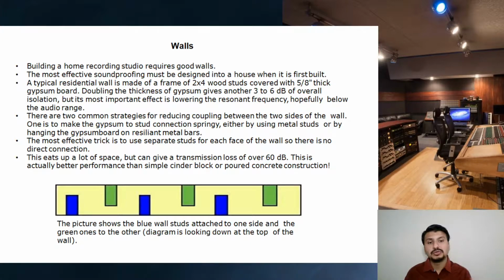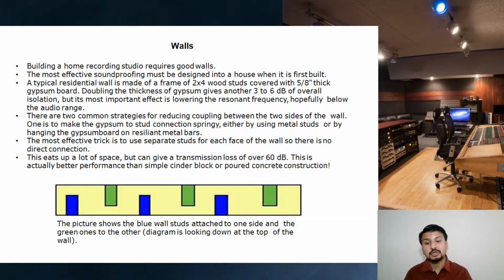Either by using metal stud or by hanging the gypsum board on resilient metal bars. The most effective trick is to use separate studs for each face of the wall, so there is no direct connection. This eats up a lot of space, which gives the transmission loss of over 60 decibel. This is actually better performance than simple cinder block or poured concrete construction.